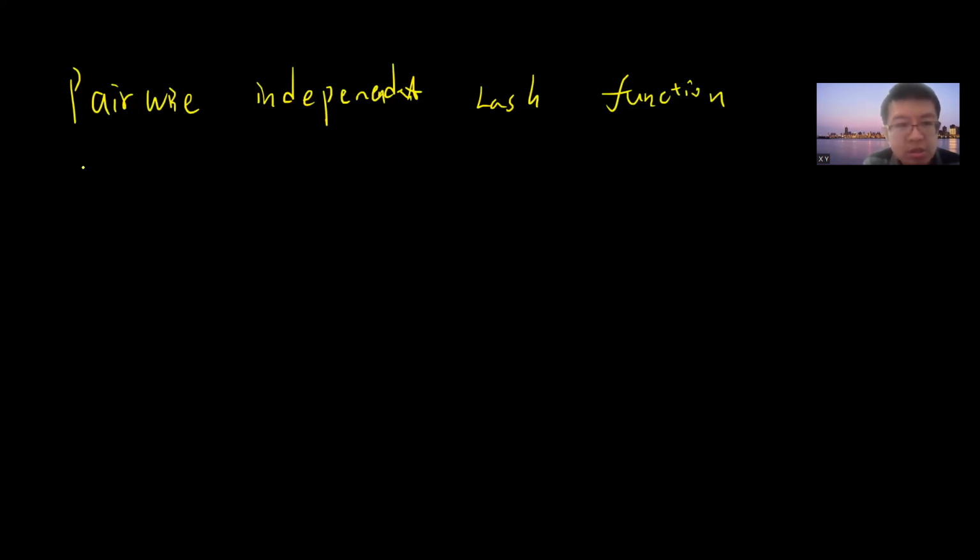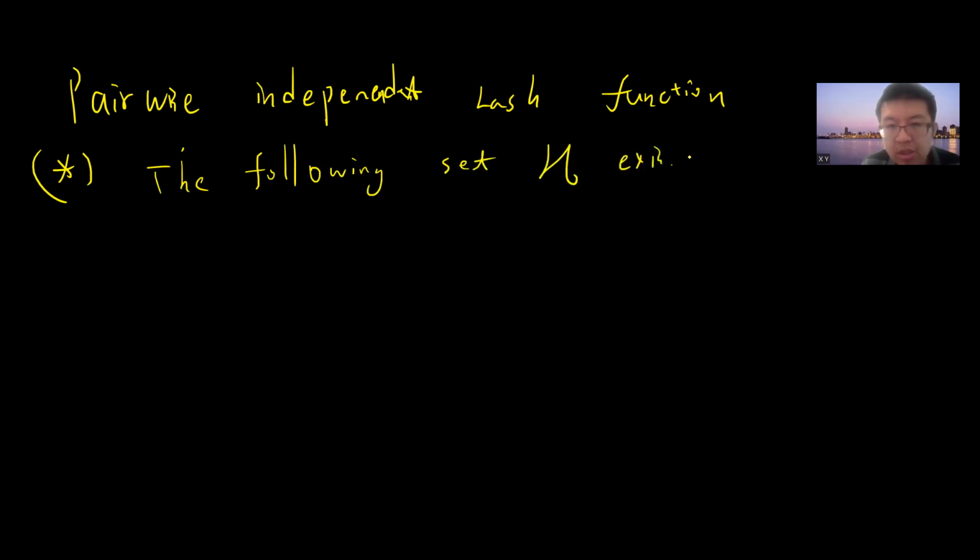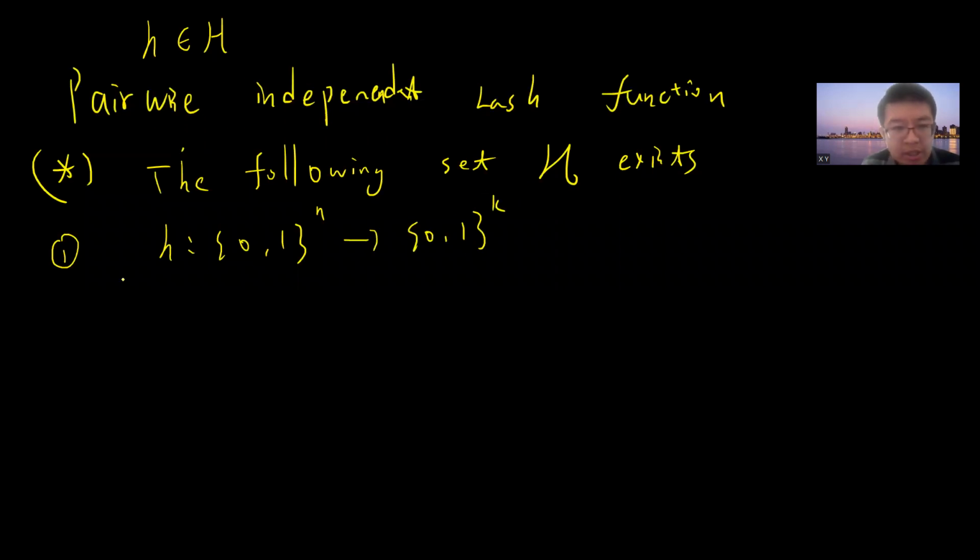Simply speaking, the following set H exists, which you can write as a theorem. Let me just repeat. First, each H belonging to this capital H is a function from {0,1}^n to some, let's say, {0,1}^k, or however another set. Second, H is computable in polynomial time, or H is efficiently computable. So given X, H of X is easy to compute.